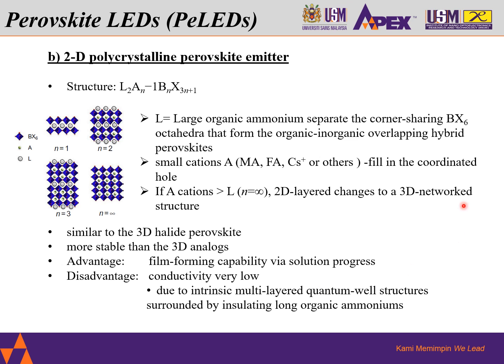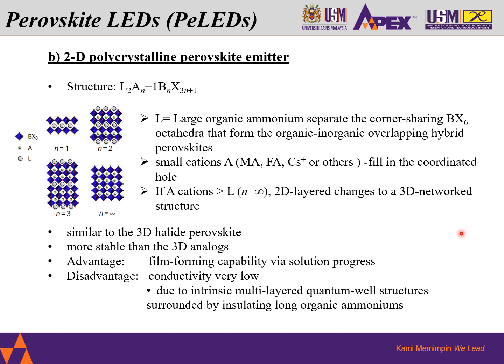For the 2D polycrystalline perovskite emitter, the structure of 2D layered perovskite is L2An-1BnX3n+1, whereas L is the large organic ammonium spacer, and the corner-sharing BX6 octahedra form the organic-inorganic hybrid perovskites, whereas the small cations of A, such as MA, FA, Cs, or others, can be filled in the coordinated hole. If the number of A cations is larger than L, which is n equals infinity, the 2D layer structure changes to a 3D structure.